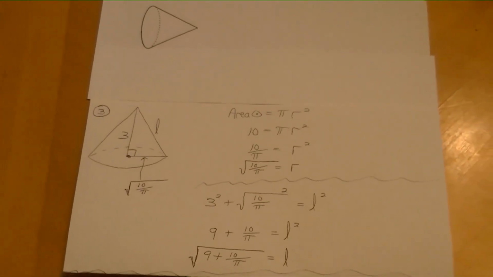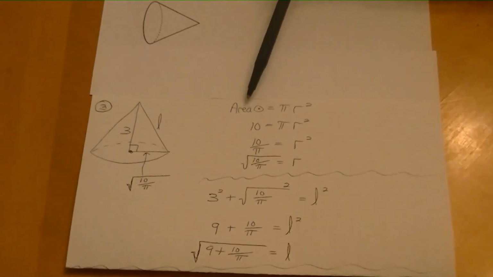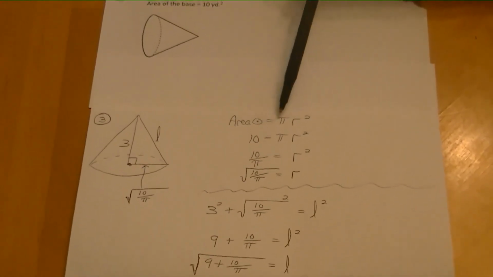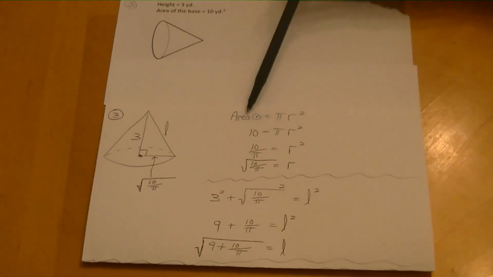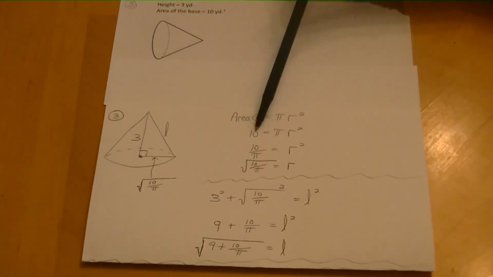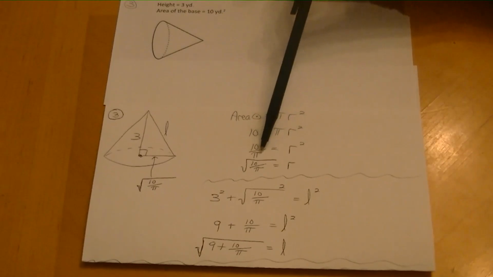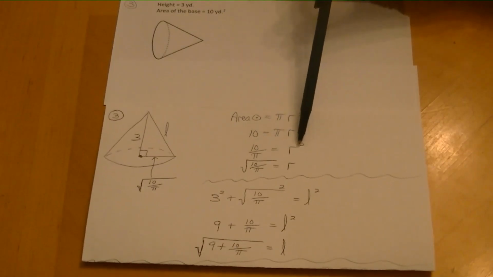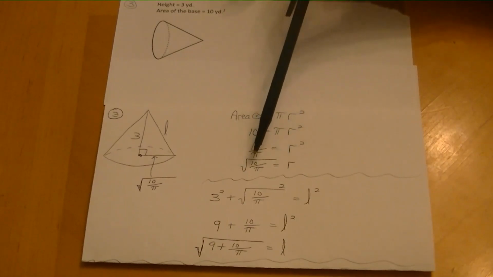So for starters, I drew what was given, the height of 3, and I wrote out my area formula, pi r squared, because I was given the area to be 10. So I can substitute 10 for my area, and I can solve for radius. First, I divide both sides by pi. So the radius squared is 10 over pi. And then to get the radius, I have to square root both sides. So the radius we're going to be working with is the square root of 10 over pi. Not a very friendly number, but that's what it is.